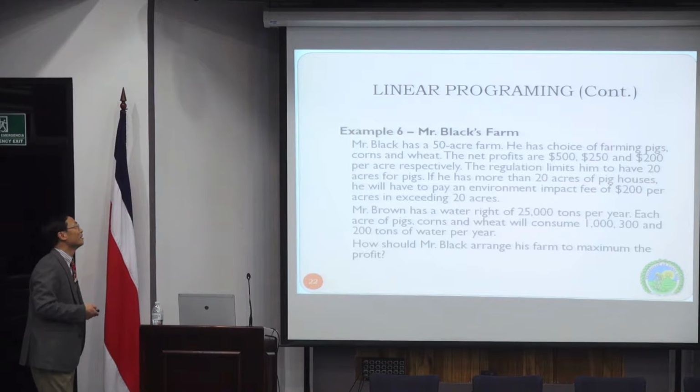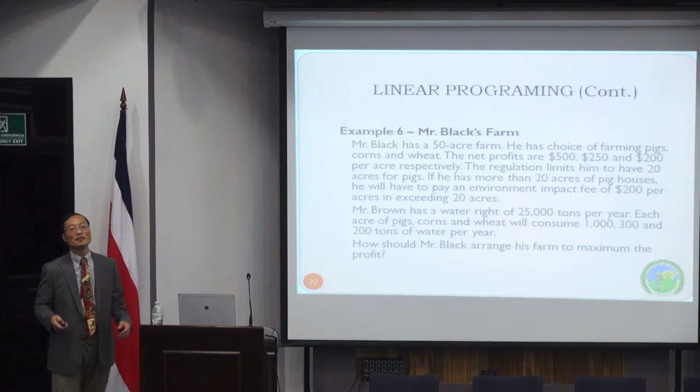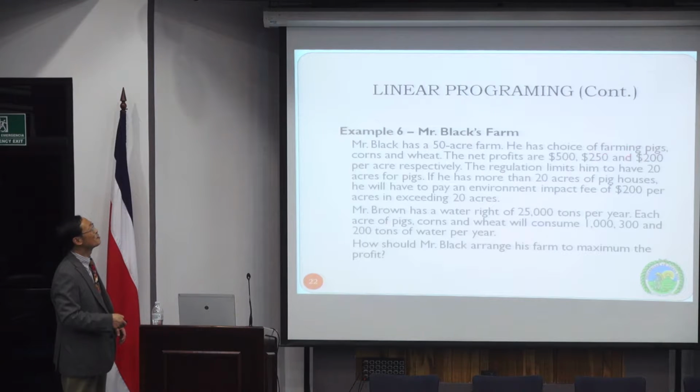And of course, there's always a boundary condition. If there's no boundary condition, obviously he would farm the pigs to get more money. But the regulation limits him to 20 acres of pigs, and if he has more than 20 acres of pigs, he will have to pay environmental impact fees. He also has a water right: only 25,000 tons of water per year. Each of pig, corn, and wheat consumes a different amount of water, so he has to manage how much water he arranges.